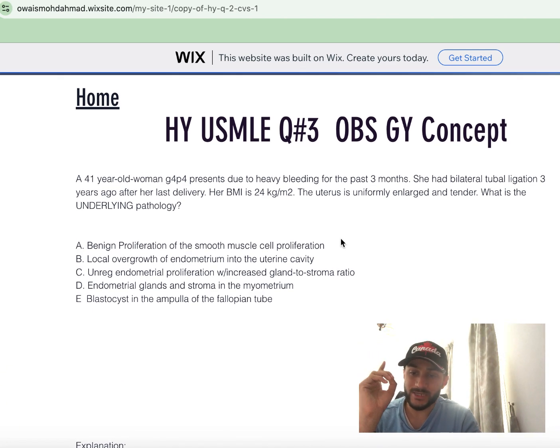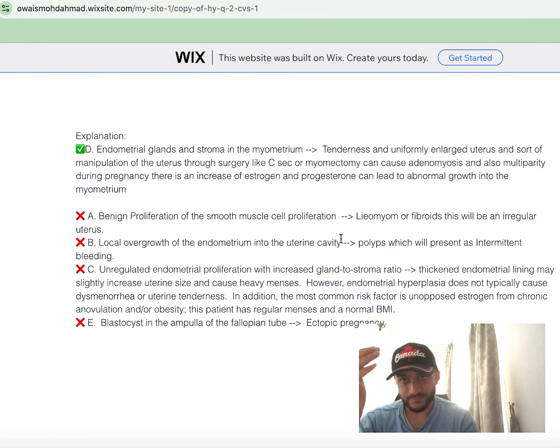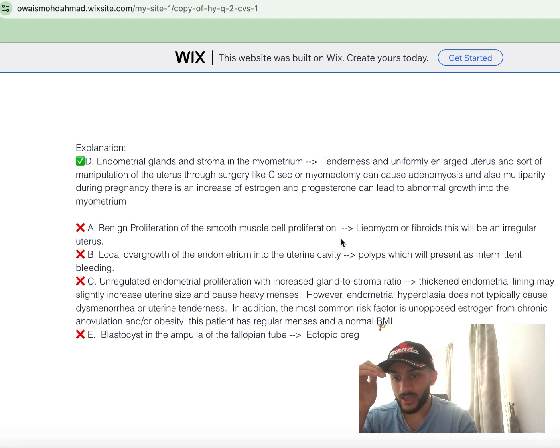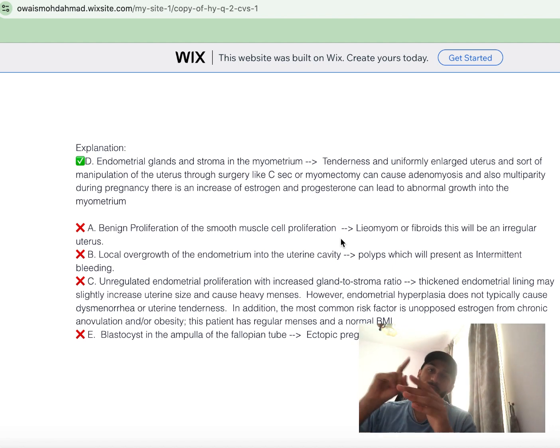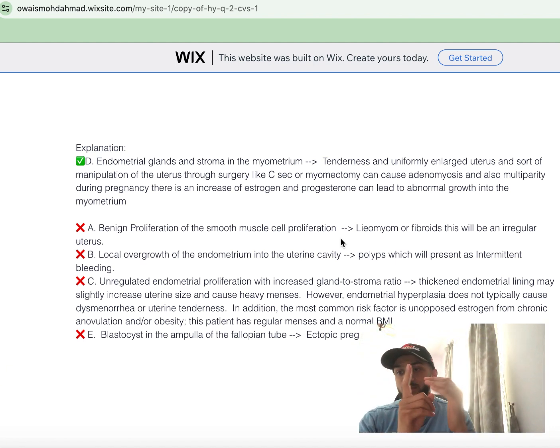All right, choice D is the correct answer. Endometrial glands and stroma in the myometrium. This is going to be adenomyosis. So this presents with tenderness and a uniformly enlarged uterus, and manipulation of the uterus through C-section or myomectomy can cause adenomyosis. What are the two risk factors for adenomyosis? That's going to be C-section or any sort of myomectomy, because you're messing up the uterus. The second thing is going to be multiparity.